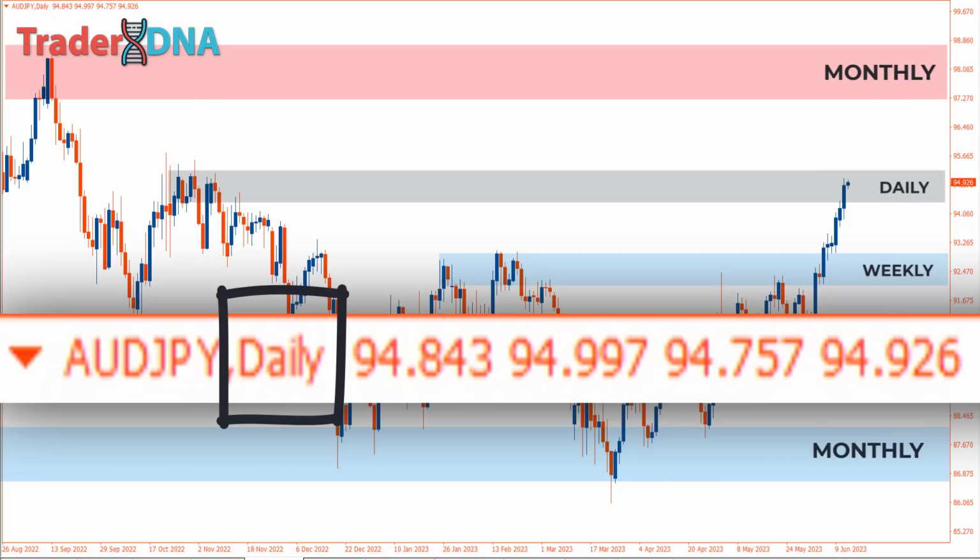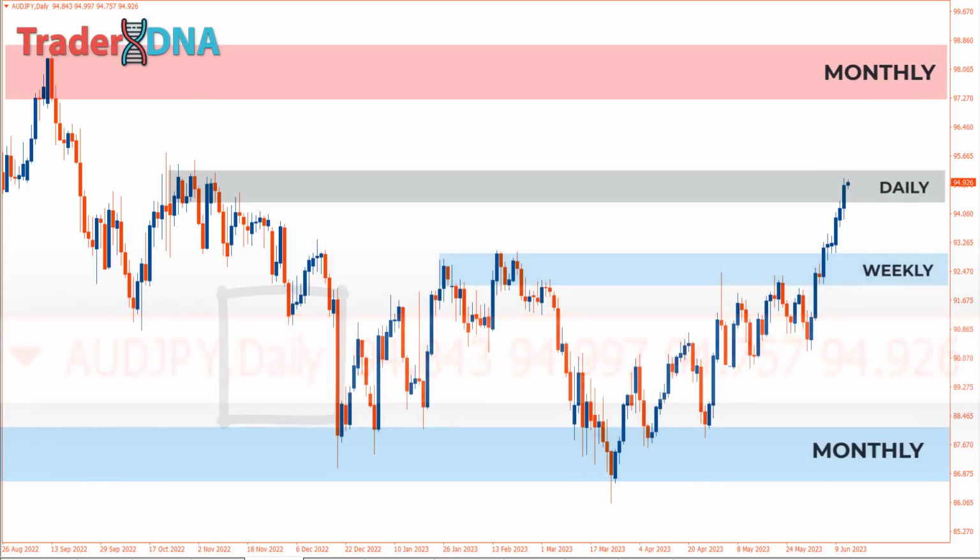By employing this technique, you gain the ability to see the bigger picture and identify the major levels of structure, even when you're actively trading on lower time frames. It helps you develop a comprehensive understanding of the market dynamics and enhances your decision-making process.